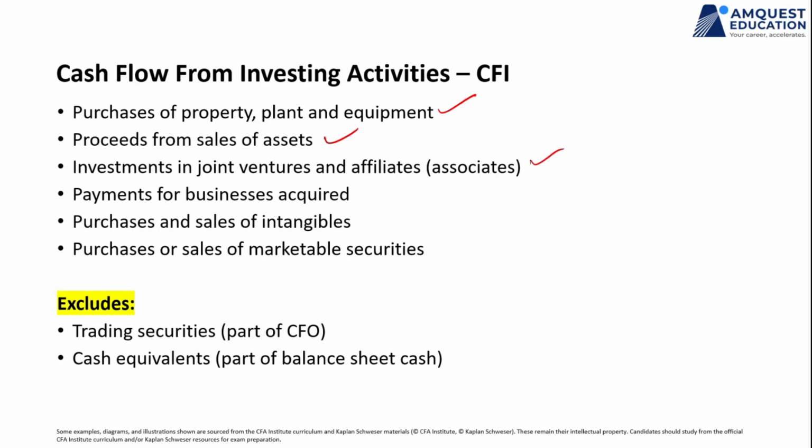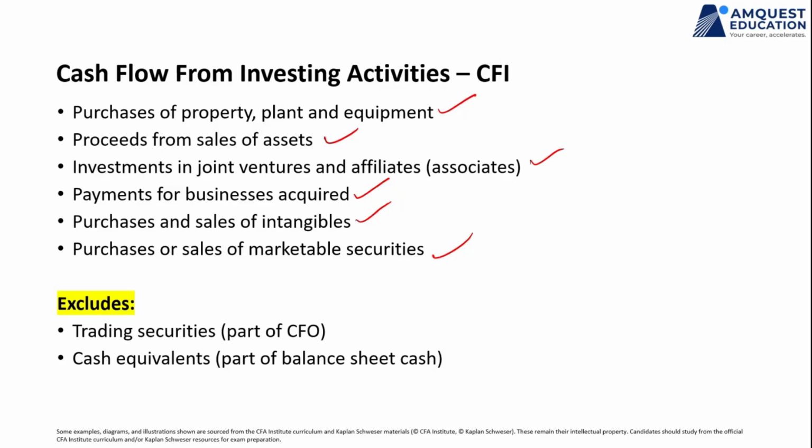Investments in joint ventures. So you can invest money into your own joint ventures or affiliate associate companies. You can make payments for the businesses acquired. Again, you are acquiring something, you are investing into a business. Purchase and sale of intangibles, or purchase and sale of marketable securities. They're just examples, right? These are places where the company can invest money, or the company can withdraw money, right?